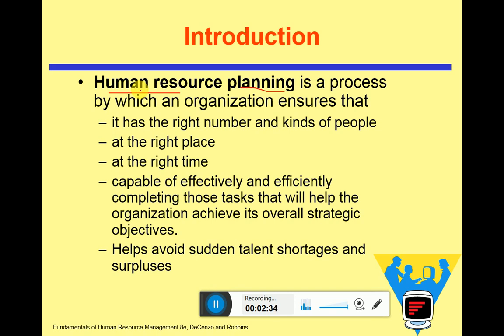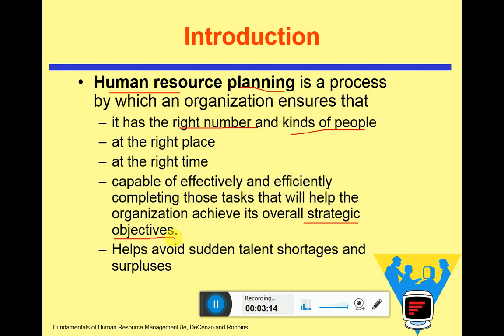In the HRP process, the HRM department checks the total number of people the organization currently has, and what kind of people the organization has, at the right place and right time. It checks who is currently needed and who will be needed in the future, people capable of effectively and efficiently completing those tasks that will help the organization achieve its overall strategic objectives.